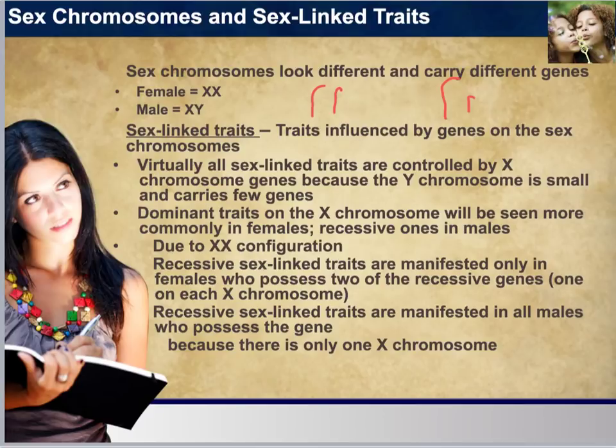a rich, elegant piece in here, whereas the male would be our Y right here, a short, not so pleasant, wrinkled chromosome. Now, sex-linked traits are traits that are influenced by genes on the sex chromosomes. So we're looking specifically at the 23rd pair. And these are the pair of chromosomes that determine individuals' sex, but they also control a few other things. So virtually all sex-linked traits are controlled by X.